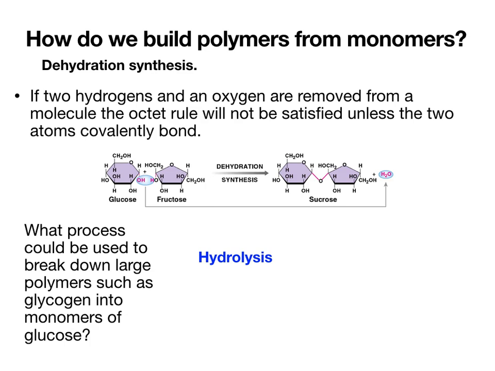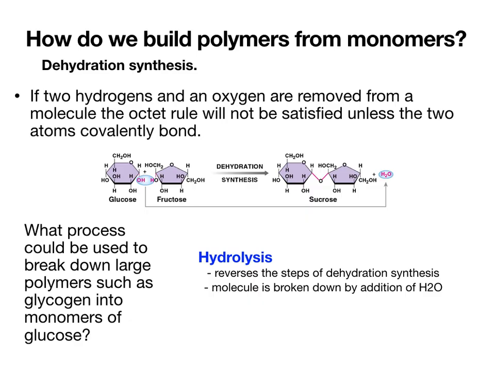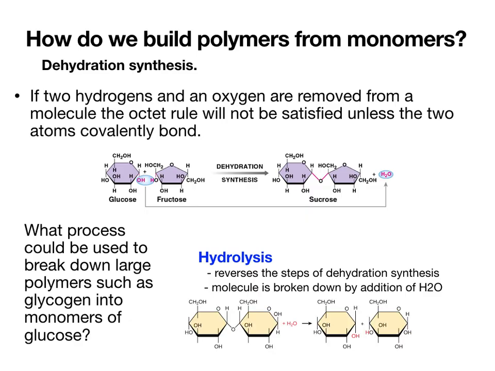So dehydration synthesis, we removed water, the hydrogen and the oxygen. And now hydrolysis, we're adding the hydrogens and the oxygen back in to break that polymer down into the monomers. So it reverses the steps of dehydration synthesis. The molecule is broken down by the addition of water. And there's an example of the hydrolysis equation.